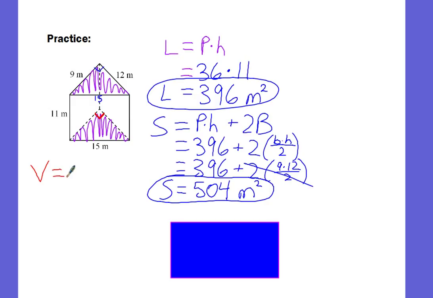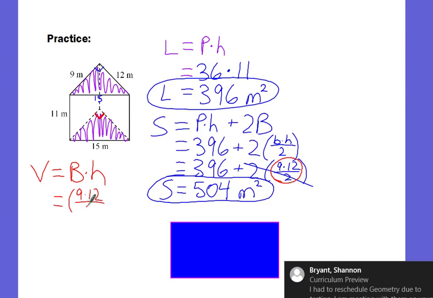I think volume is always the easiest. So it's a short formula too. It's area of your base times your height. Okay, area of our base is this thing right here. That's why this one's easy, because you usually have found that by now. So area of your base was 9 times 12 divided by 2.